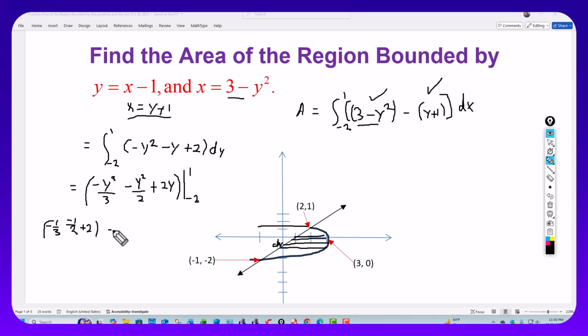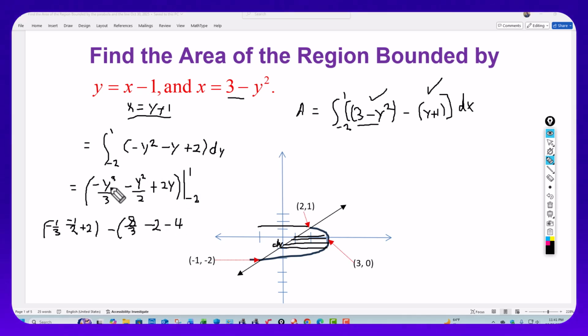And then we subtract the value of this expression at negative 2. We put a negative 2 where the y is, be negative 2 to the third. That'll give me an 8 over 3. Negative 2 here will give us a 4. Divided by 2 is 2, and then the minus. This will be minus 2. Minus 2 where the y is here. Minus 2 times 2, that's a minus 4.